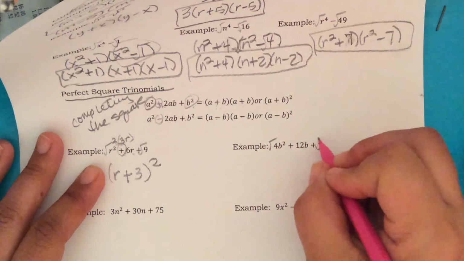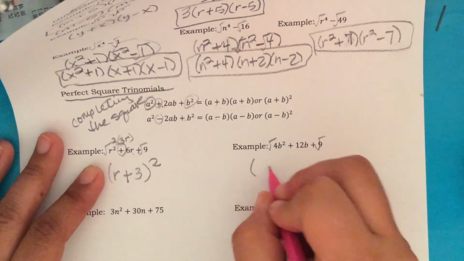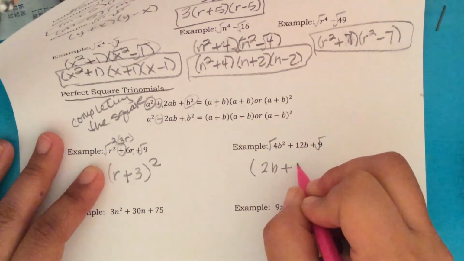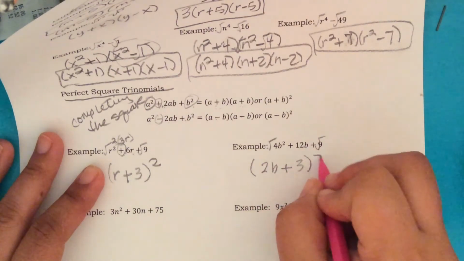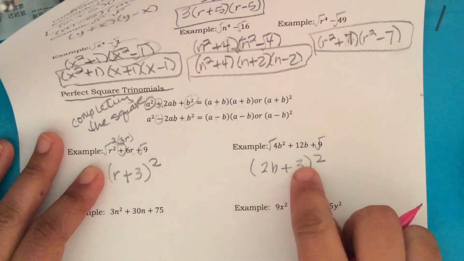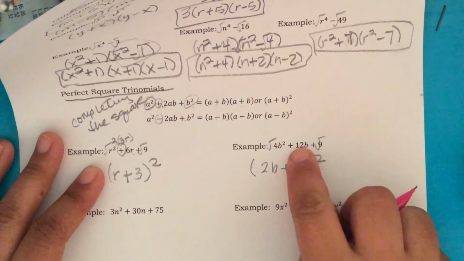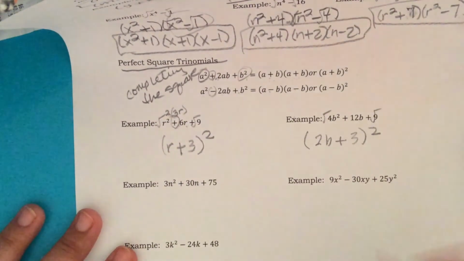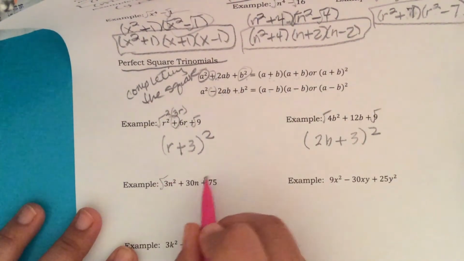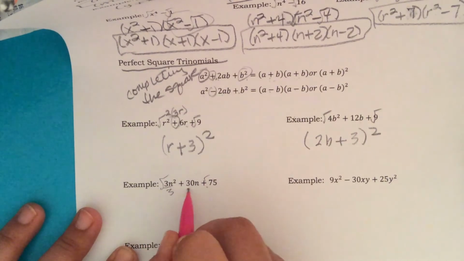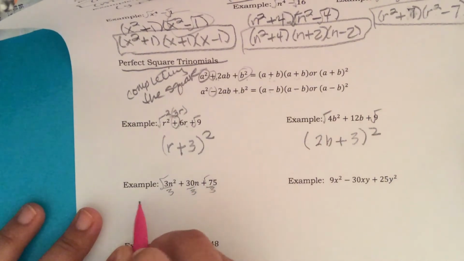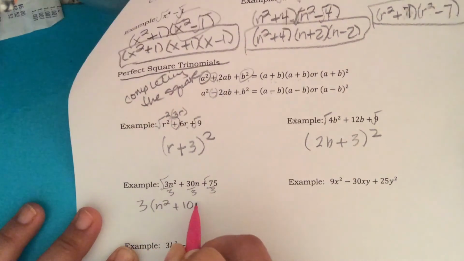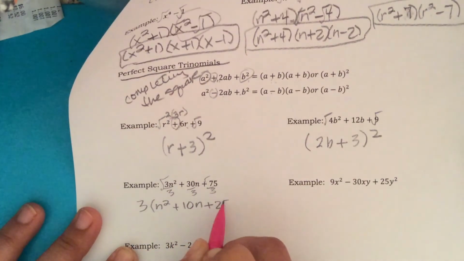Yes, you can take the square root of these two. So that's going to be 2b plus the square root of minus 3 quantity squared. You multiply 2 times 3, that's 6, times 2 more, that'll give you the 12 right there. Okay. Here, you cannot take the square root. So you know that all of these can be divided by 3. So it's going to be 3 times n squared plus 10n plus 25.